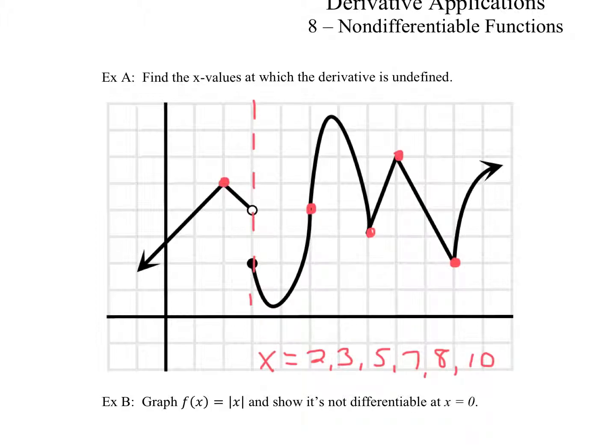So here's all the places that I got. I got x equals 2, because at 2, let's go into the right 2, there's a corner point. It's non-differentiable at x equals 3, because the graph is discontinuous there.